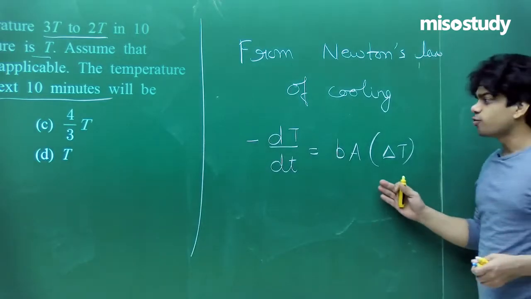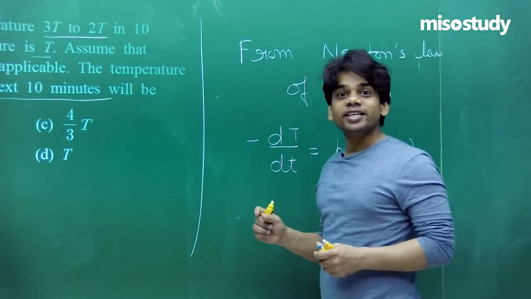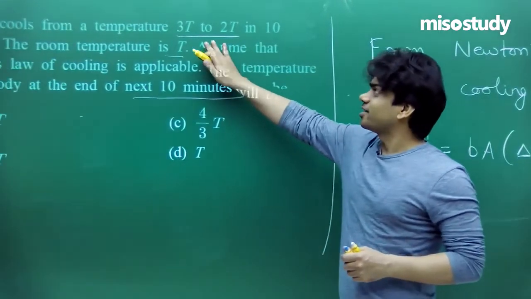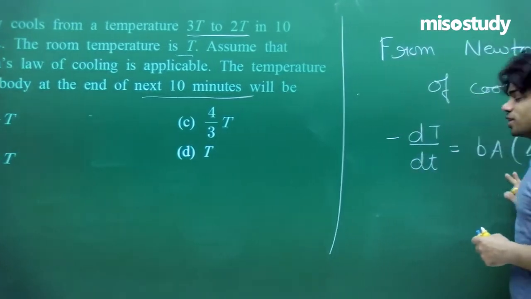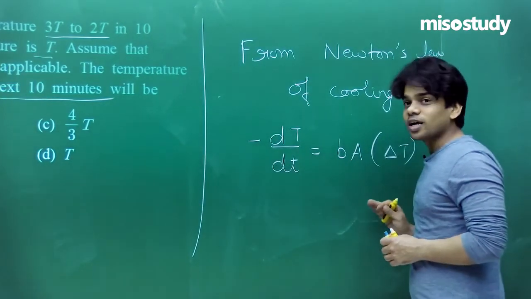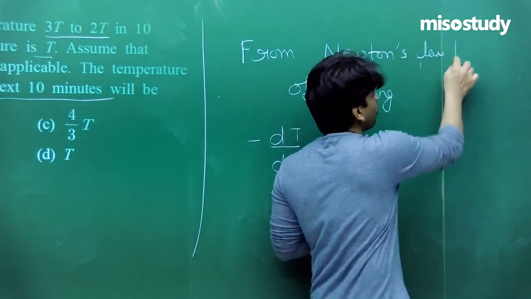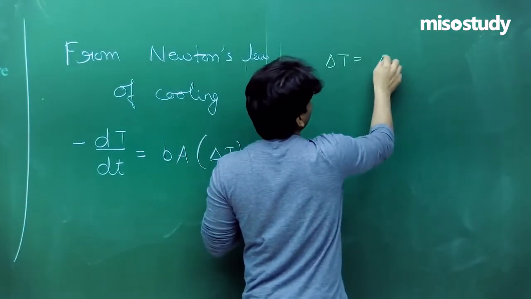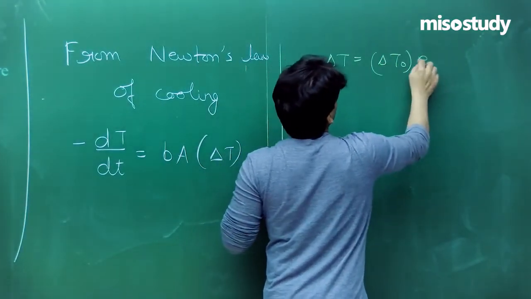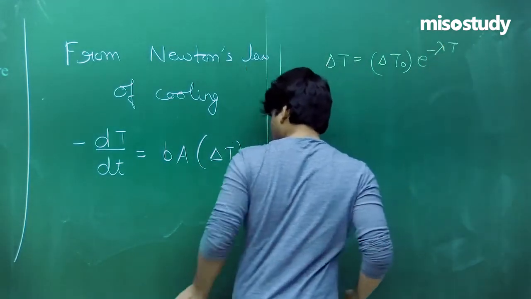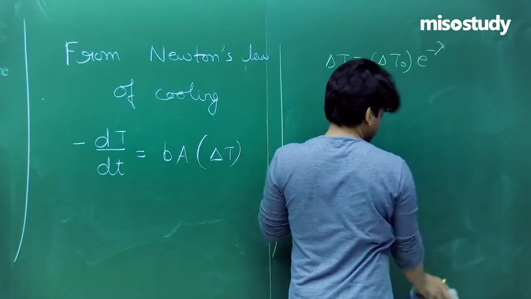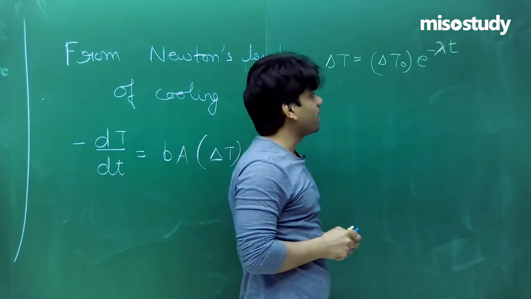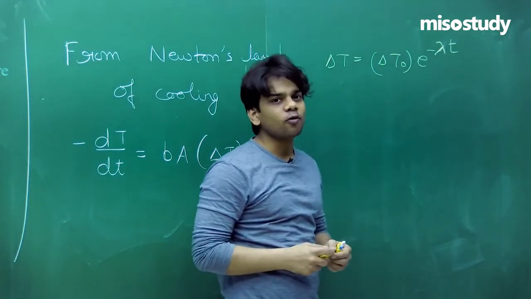Now in this case, this formula is only applicable when the difference in temperature between the object and surroundings is small. But here nothing like that is given, 3T to 2T. So we cannot use this. I'm going to use another way to represent Newton's law of cooling. That is delta T, the change in temperature, is equal to delta T naught e to the power minus lambda t. If we integrate the same equation for a finite temperature change, we can use this e to the power minus lambda t.